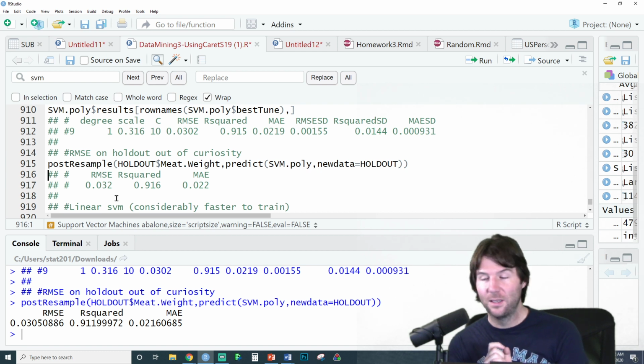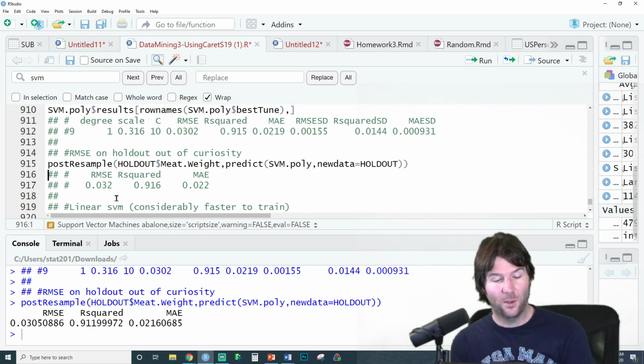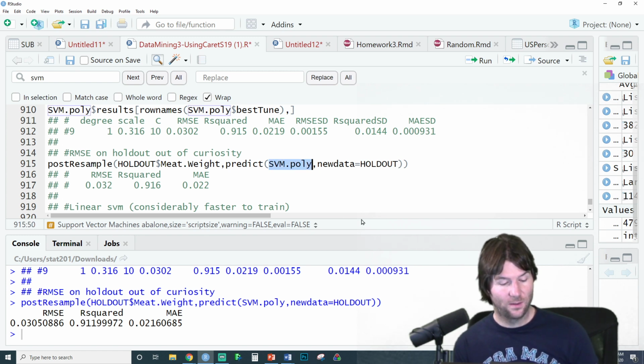Now that's really good. This right here is how it works on the holdout. And so we've got our holdout, and I wonder, let me try this.